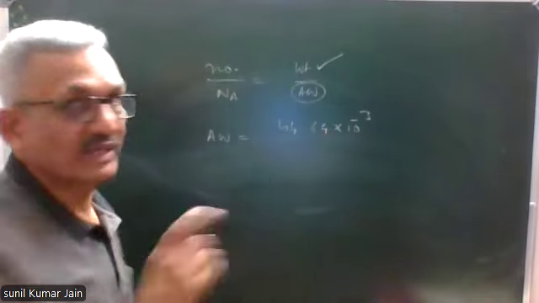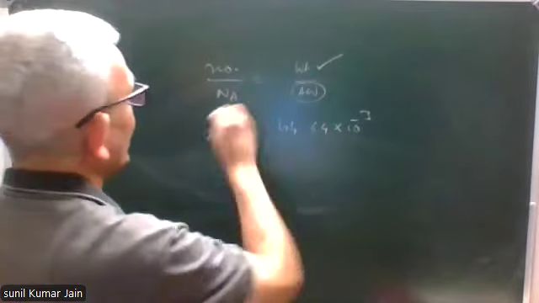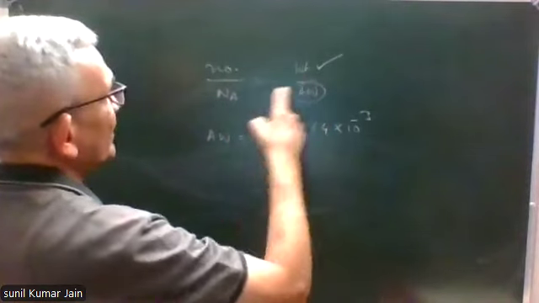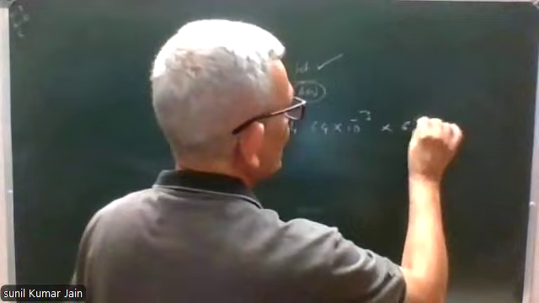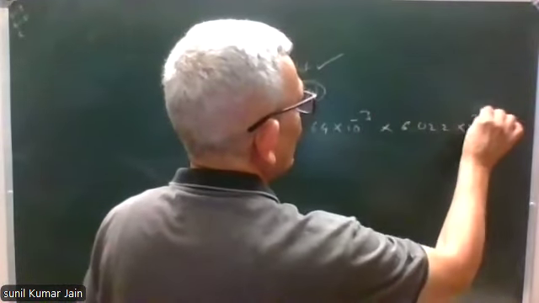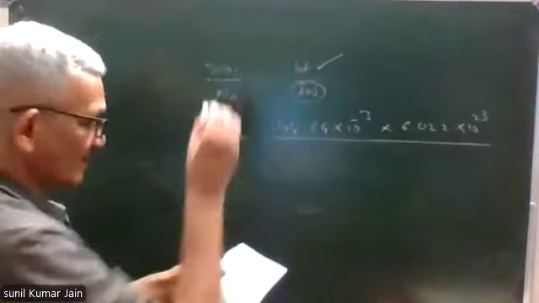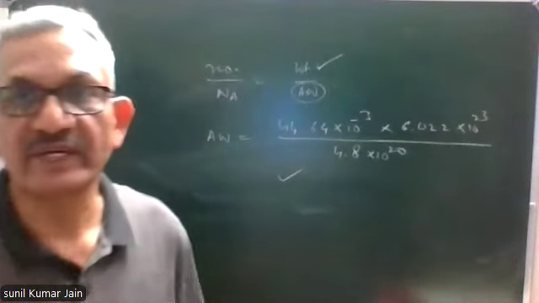This weight is given in milligrams. I have converted it to grams, divided by 1000. So weight into Avogadro's number, 6.022 into 10^23, divided by given number. Given number of atoms is 4.8 into 10^20. To calculate, you'll get the answer.